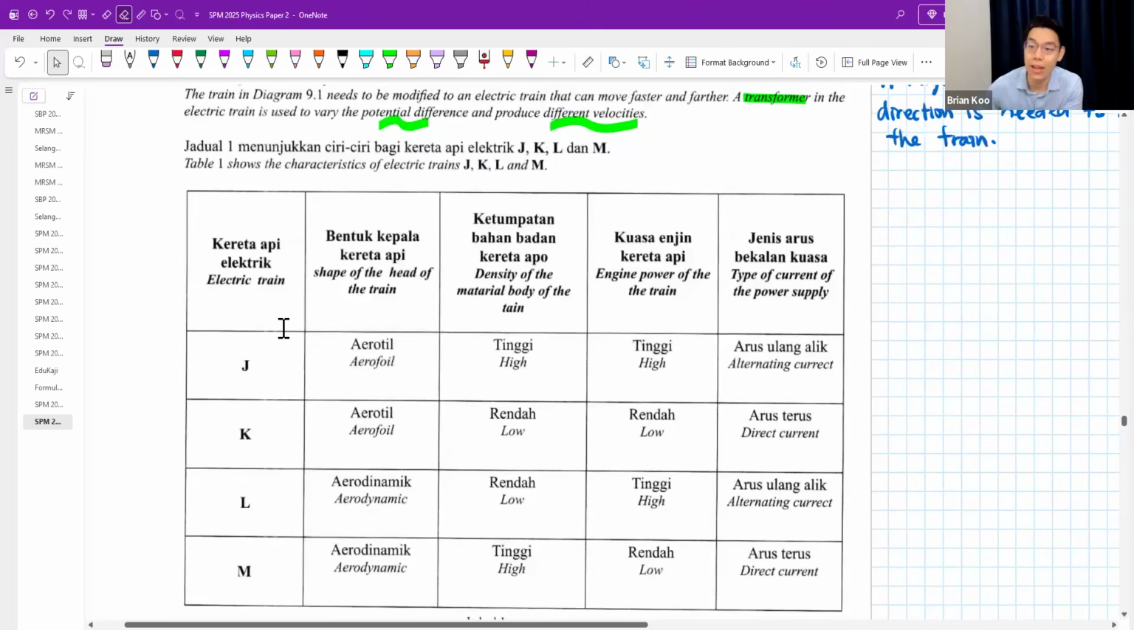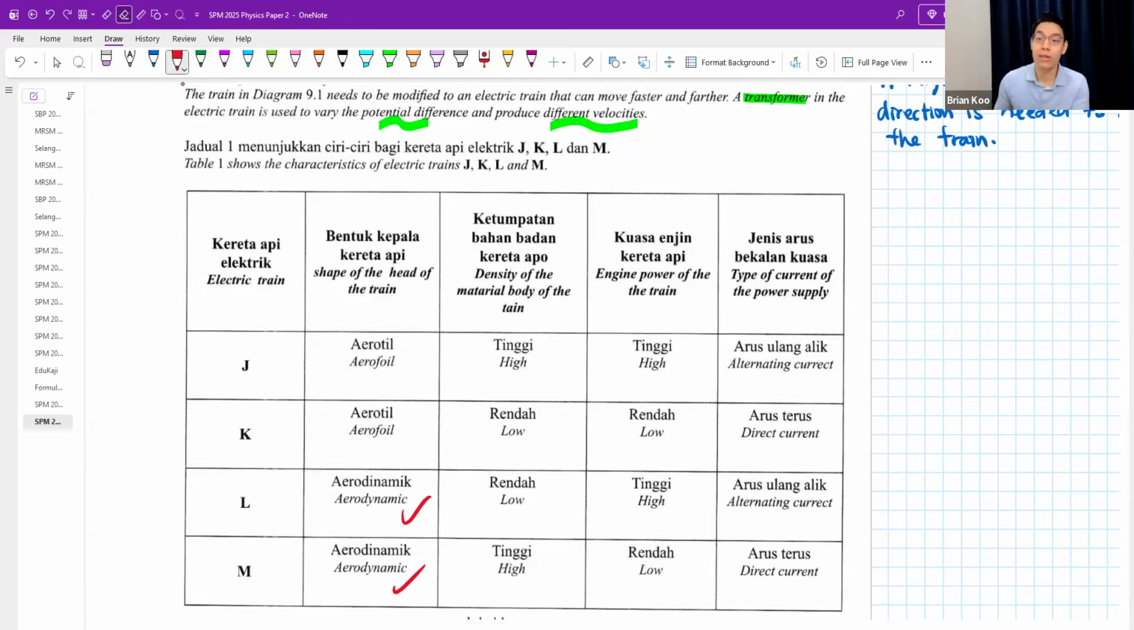The shape of the head of the train must be aerodynamic. Okay, the head, the front part of the train, normally they look like this. Those bullet train normally look like that. Where, because it's moving so fast, right? When the air moves, it will glide very easily. It will reduce air resistance. Aerofoil, we only use it for producing lift force.